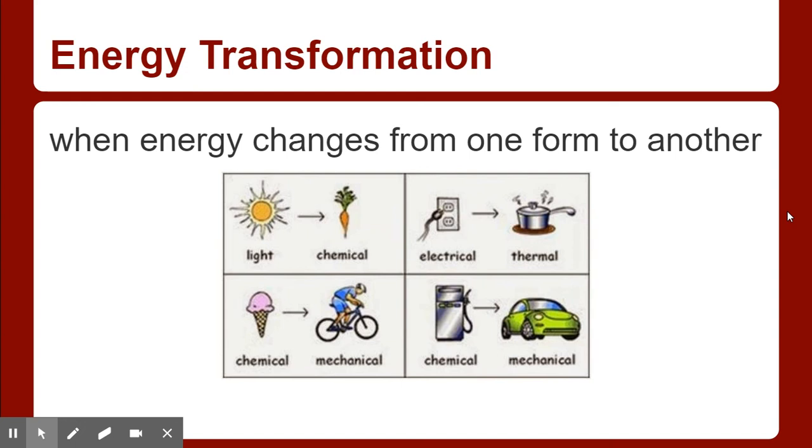Electrical energy from an outlet can be turned into thermal energy on a stovetop. Chemical energy in food, like ice cream, can be turned into mechanical energy as someone pedals a bike. Chemical energy in the form of gasoline can be turned into mechanical energy in a car's movement. We'll take a more in-depth look at energy transformations in our activity later today.